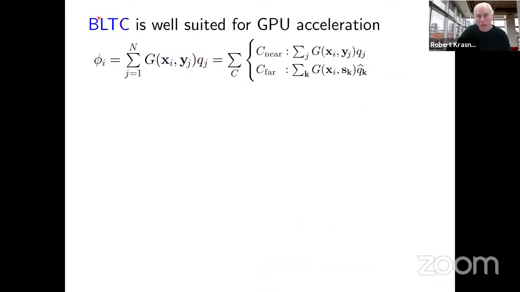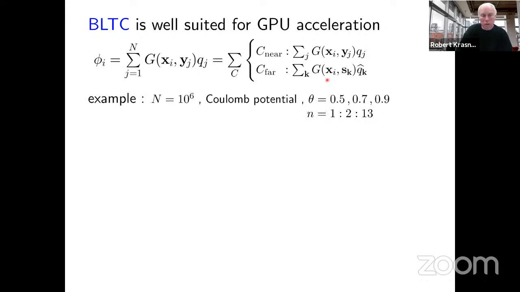And so this barycentric Lagrange tree code is well suited for GPU acceleration. Whether we do a direct sum or an approximation, these are very well suited to be mapped to GPUs, because the terms in our approximation, for a given i and a given k, have the same arithmetic cost. And so all of these terms can be computed concurrently, and GPUs are perfect for that. So just saying that in a nutshell.